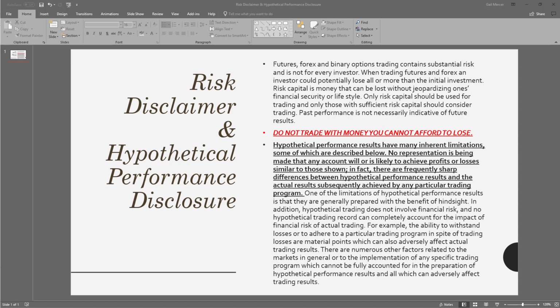Now, before I get started, I do want everyone to read over the risk disclaimer and the hypothetical performance disclosure, because we are going to be looking specifically at hypothetical performance results.